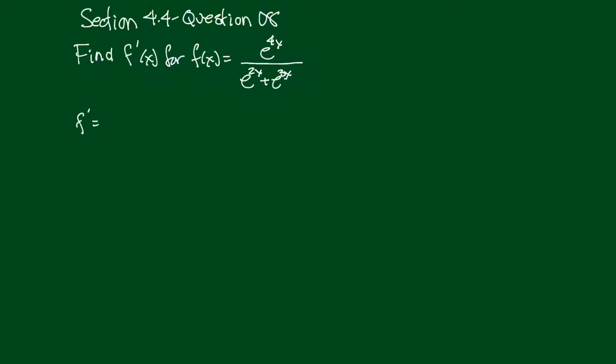F prime, I know to be, all right, it's a quotient. Bottom times the derivative of the top minus the top times the derivative of the bottom, all over the bottom squared. Let's see what we can do here.